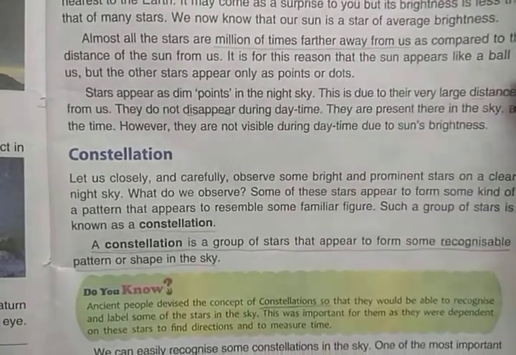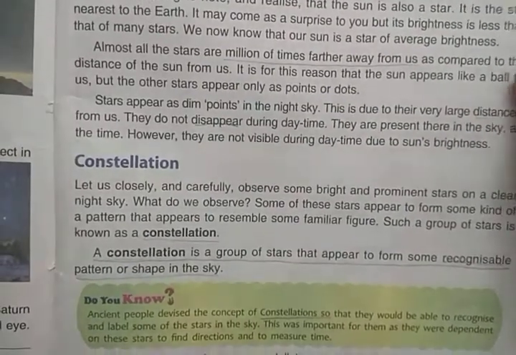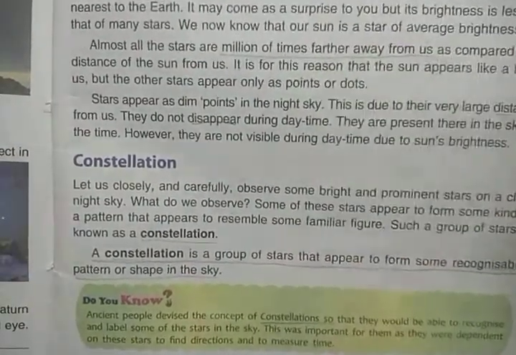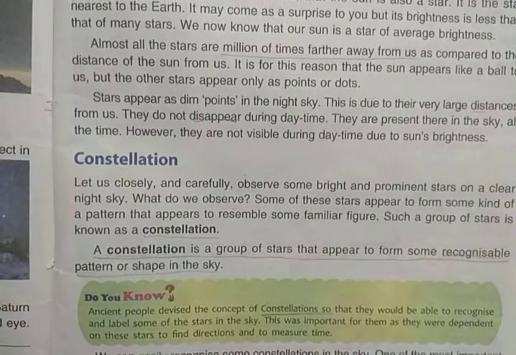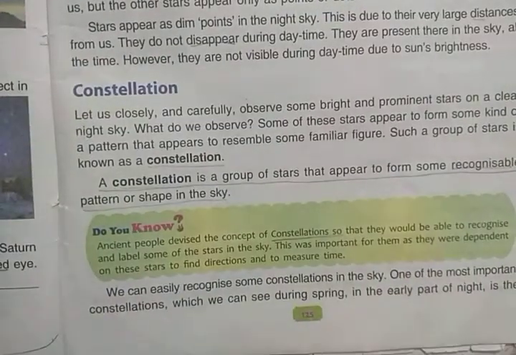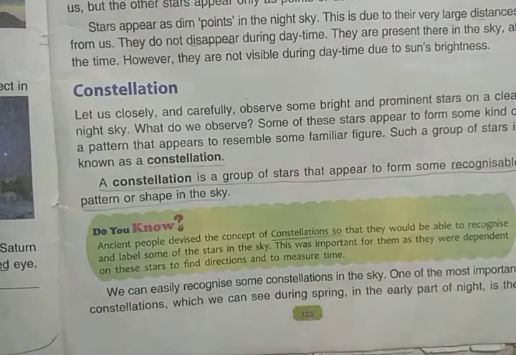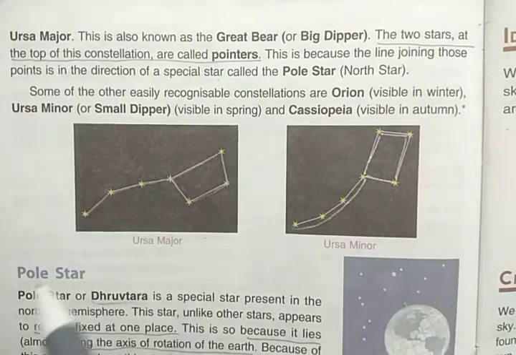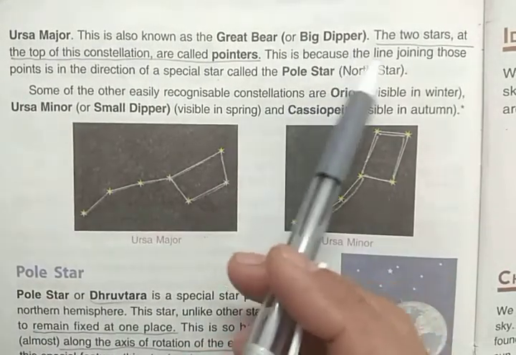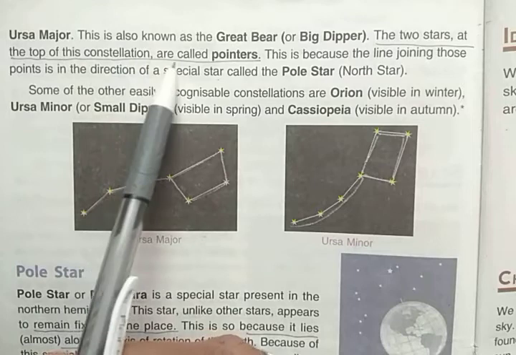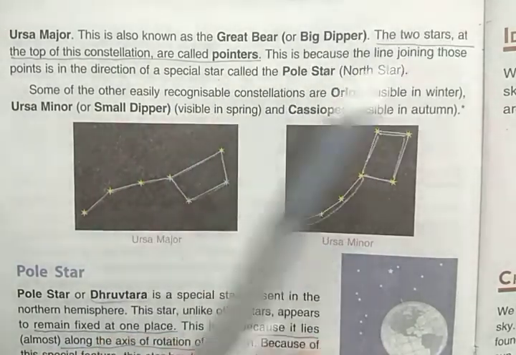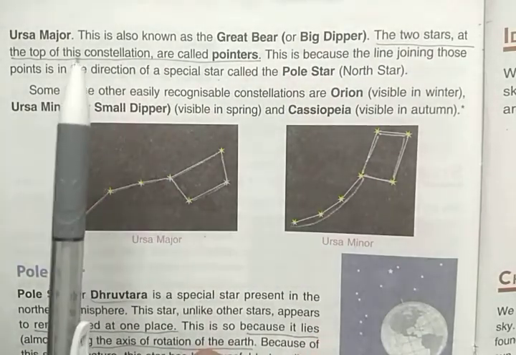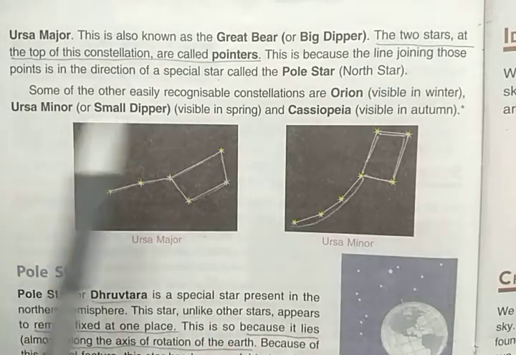And we can see many constellations in the sky. And one of the most important constellations which we can see during spring in the early part of the night is the Ursa Major. And this is also known as Great Bear, and the two stars at the top of the constellation are called pointers. और जो आपके two stars हैं टॉप में उसे हम pointer भी बोलते हैं.